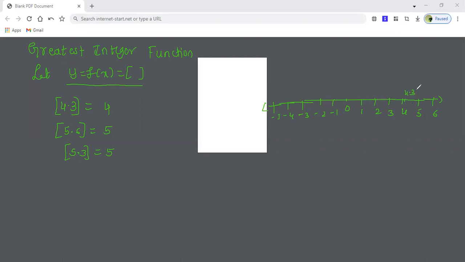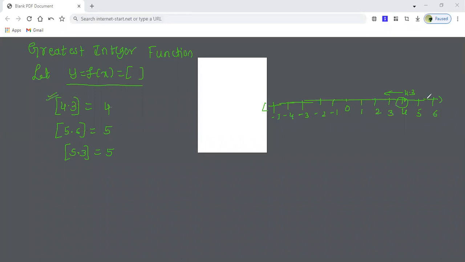When I'm talking about the greatest integer function, we have to see that particular integer which is on the left side of it, and it has to be the greatest one. On the left side, all of these are the integers: minus 1, minus 2, minus 3, minus 4, and 1, 2, 3, 4. These are the integers lying on the left hand side of this 4.3. Among that, which is the greatest one? This 4 is the greatest one. Therefore, the greatest integer of 4.3 is 4.